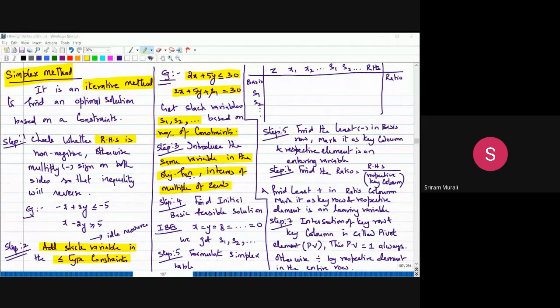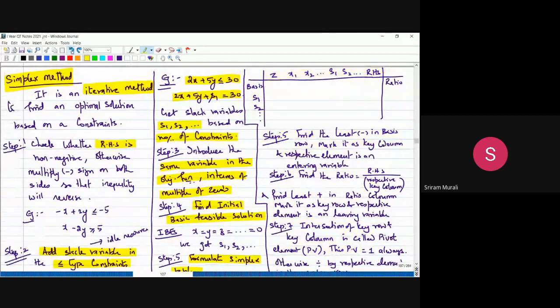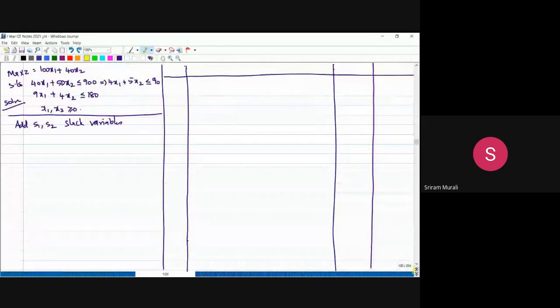Find the initial basic solution by equating the variables to 0, because initially your production units x, y, z will be 0. So formulate the simplex table: write this matrix with z, x1, x2 in columns and the base S1, S2 in the rows. This is a very important step. Steps number 6, 7, 8, 9 are very important. So I better start the problem instead of discussing the same. So remember this row echelon form.